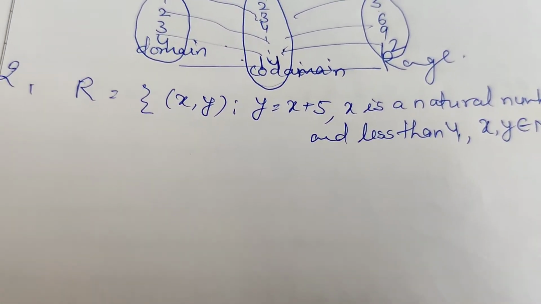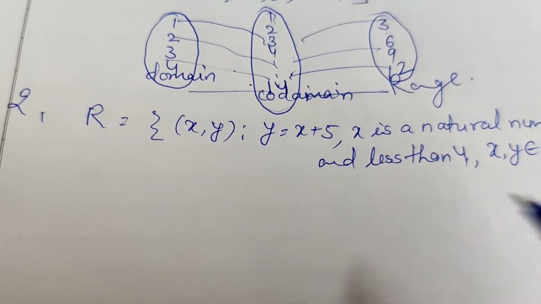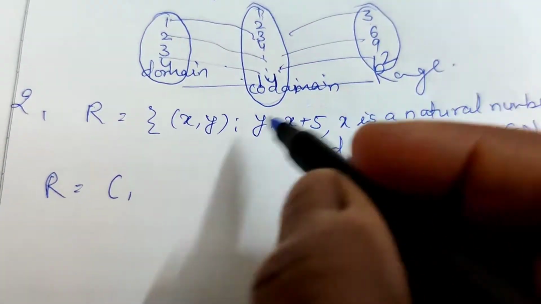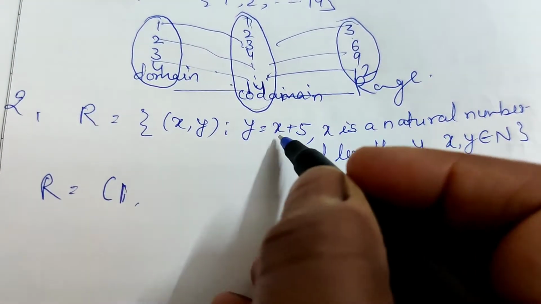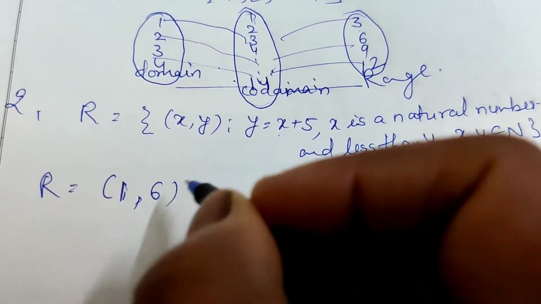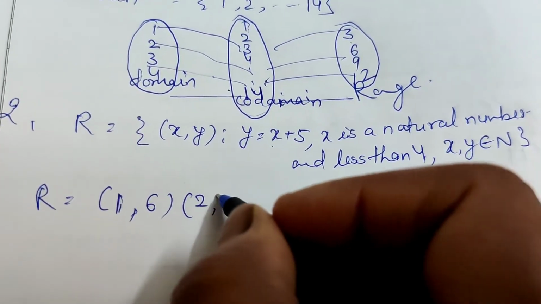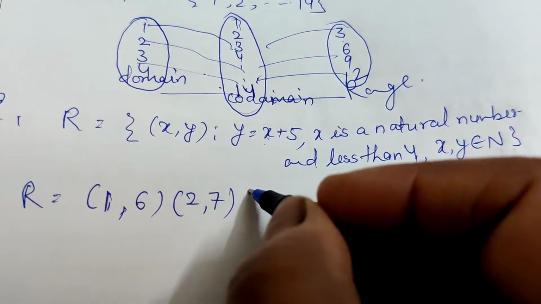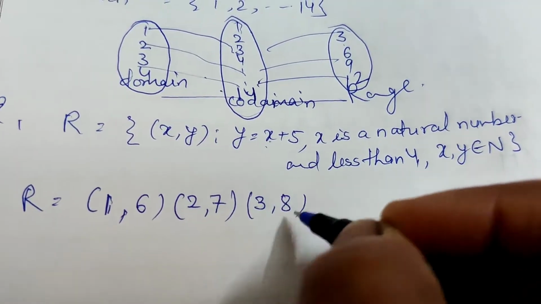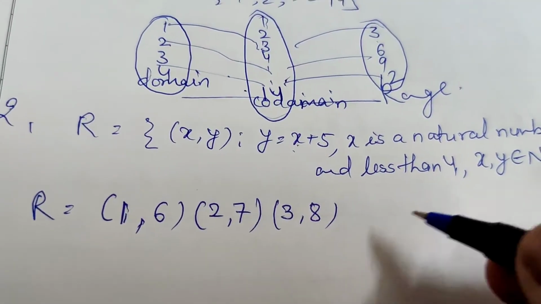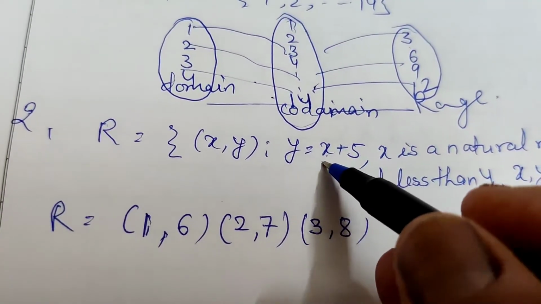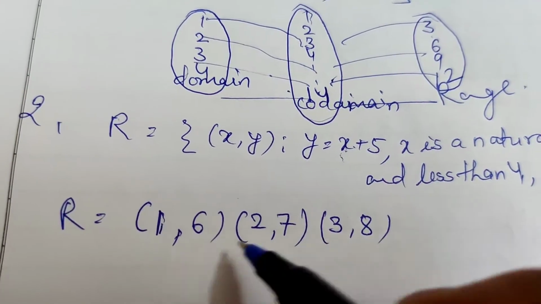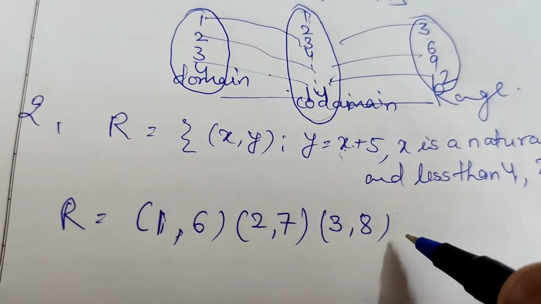Now make it in roster form. The roster relation becomes, if x equal to 1, y equal to 6. 2, 7, 2 plus 5 is 7, 3, 8 and less than 4. So we can't take x equal to 4 because x is less than 4. Only these three pairs are in the relation set.